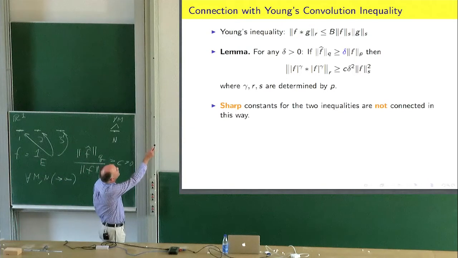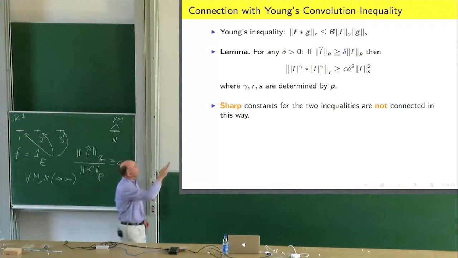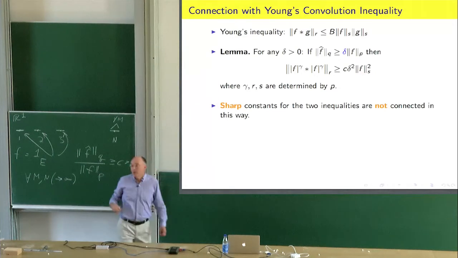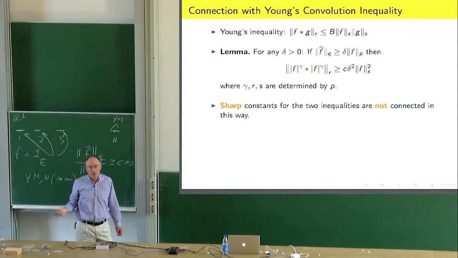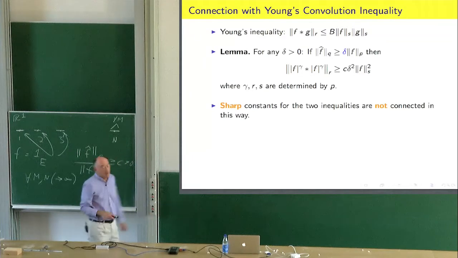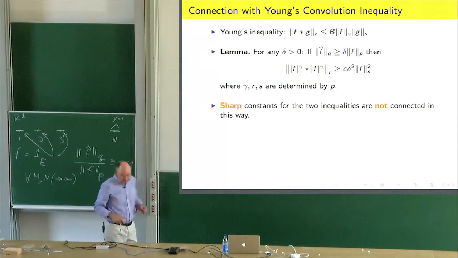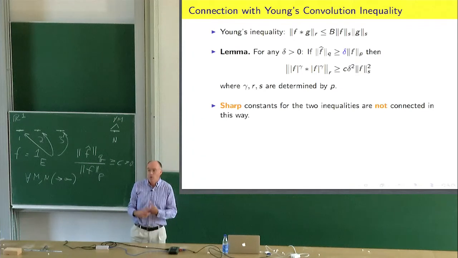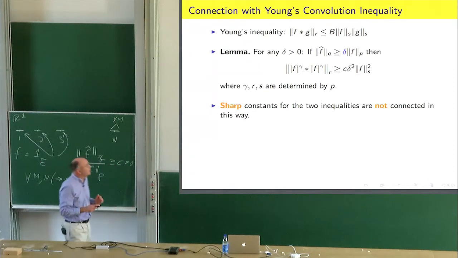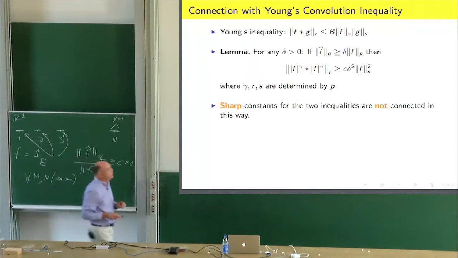So Young's convolution inequality, I've specialized the exponents a little, says that a certain L^R norm of a convolution of two functions is less than or equal to a constant times the product of the L^S norms, if R and S are related by a certain scaling relation. Okay. The optimal constants in this inequality are known, the extremizers are known. One knows that the only way to nearly extremize the inequality is to be near an extremizer. So this is something that's already well understood from the point of view of today's talk.